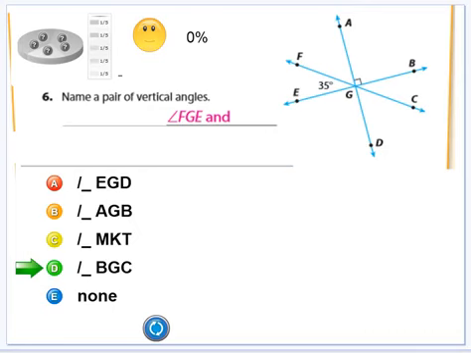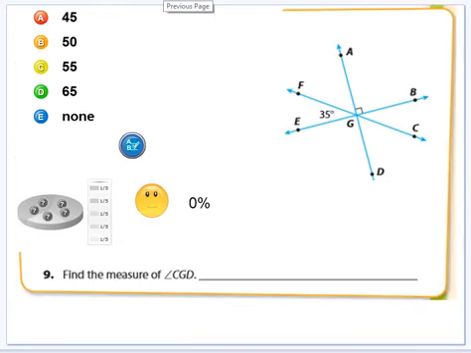Next up, let's get it. Find the measure of CGD. Ooh. So class, CGD. I hope everybody remembered that this EGF and FGA are complementary angles. So that means it equals 90.